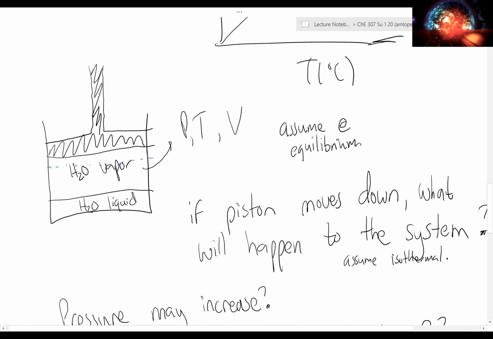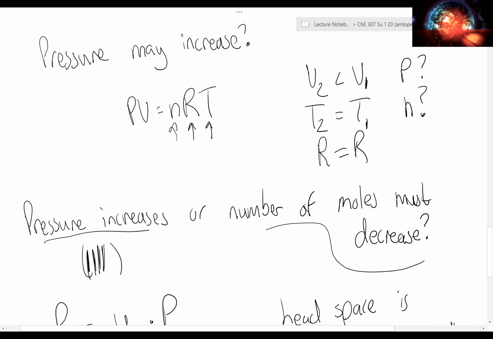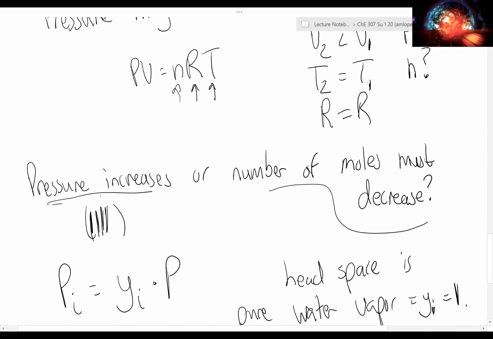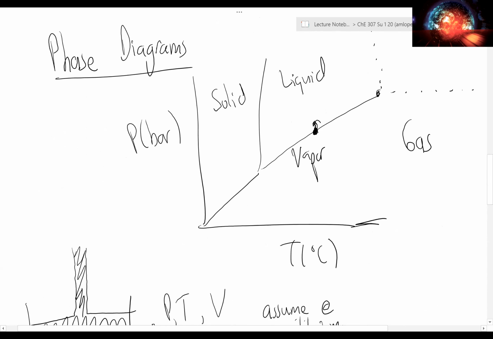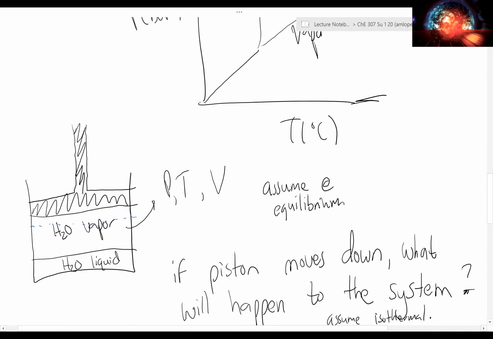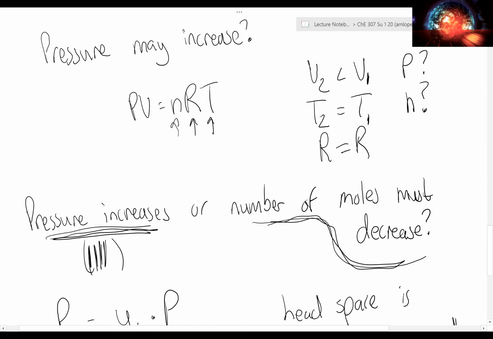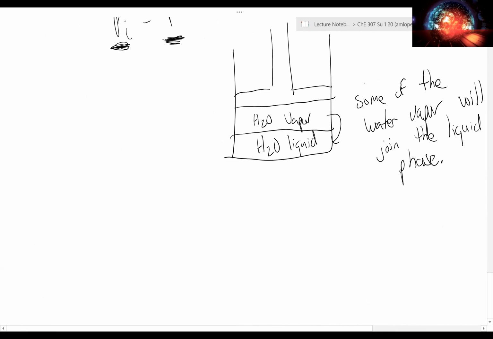Which means essentially that this pressure would not increase until the number of moles in the vapor phase went to 0. Because if I'm at this line, my partial pressure is equal to my saturation pressure, and I can't move beyond that until the phase transition has fully taken place.